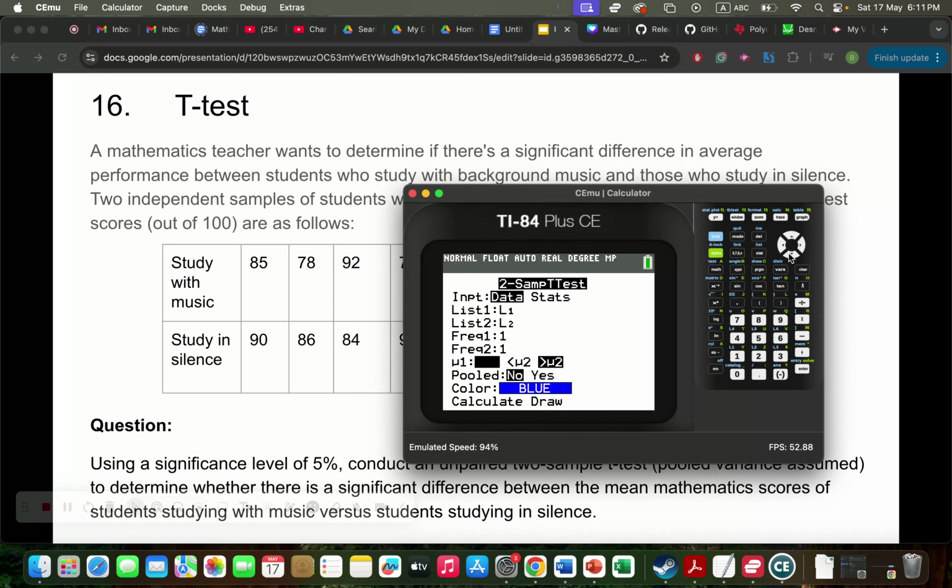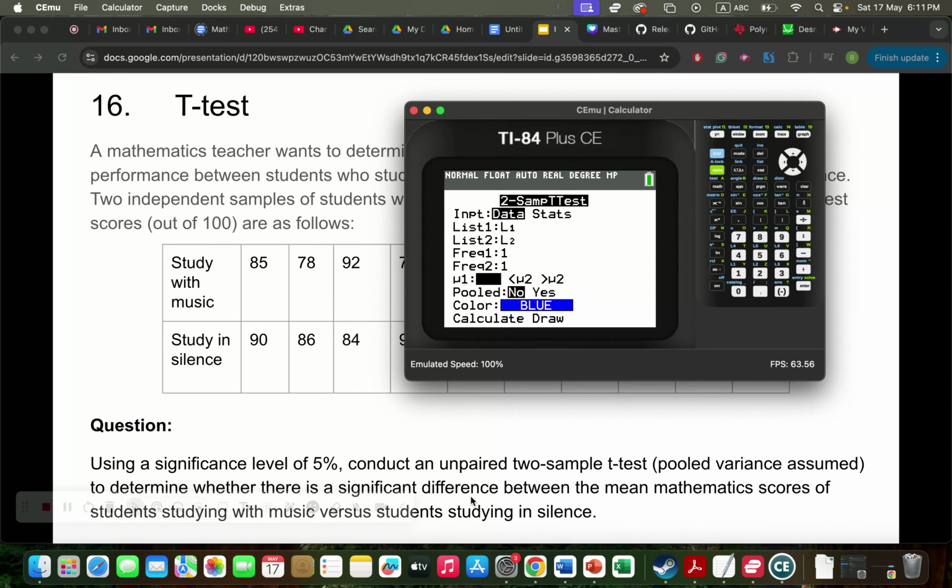Under this little section about the mean, this is always considered as the first set of data, and this is considered as the second set of data. Now we're going to choose this option because it says in the question that we are supposed to find a difference between the mean score.